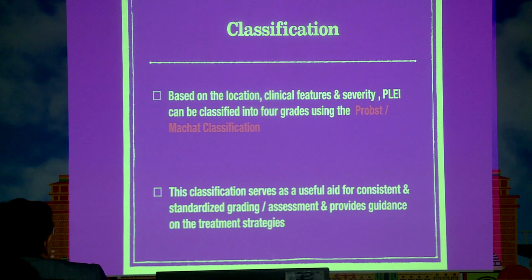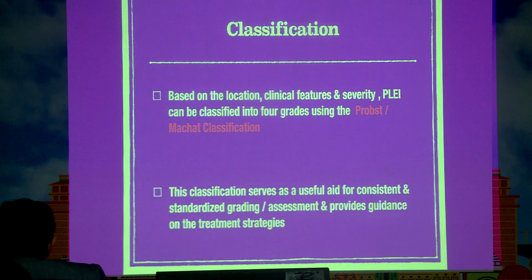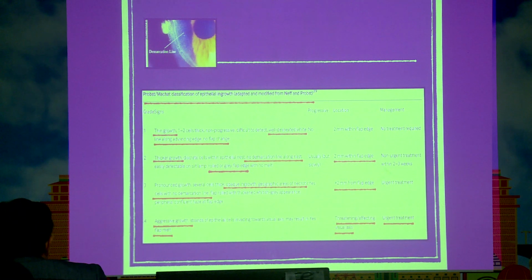Coming to the classification, so based on the location, clinical features, and severity, it can be classified into 4 grades using the Probst-Machat classification, and this classification serves as a useful aid for consistent and standardized grading and provides guidance on the treatment strategies. According to this classification, in grade 1, there is a thin growth, well delineated white line along the advancing edge. There is no flap change. The location is within 2 mm of the flap edge, and usually no treatment is required.